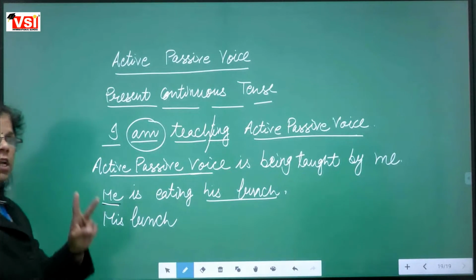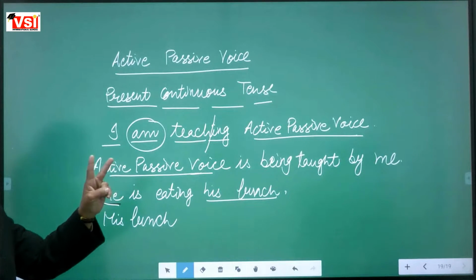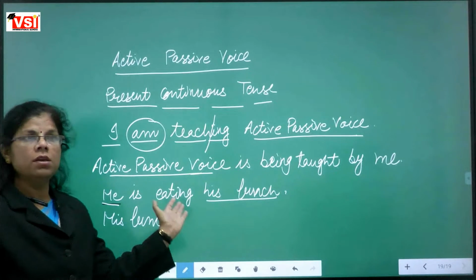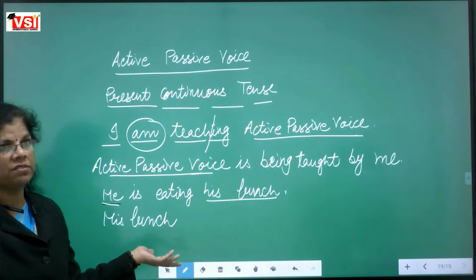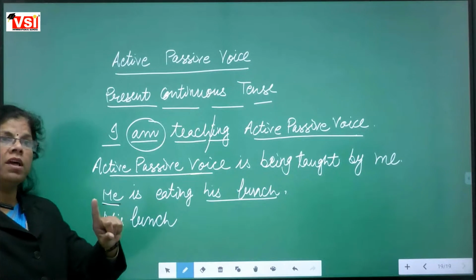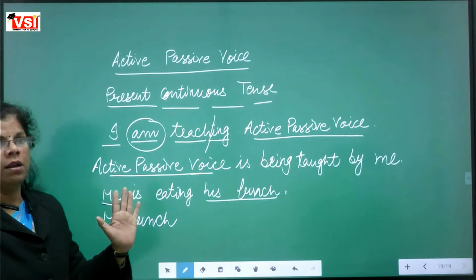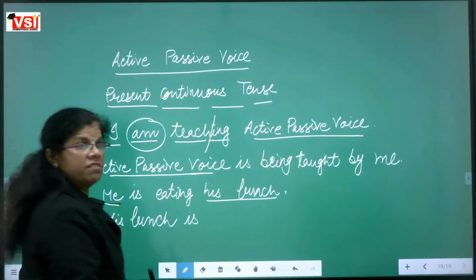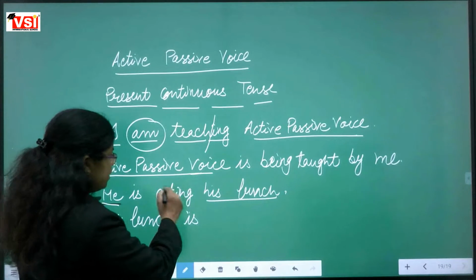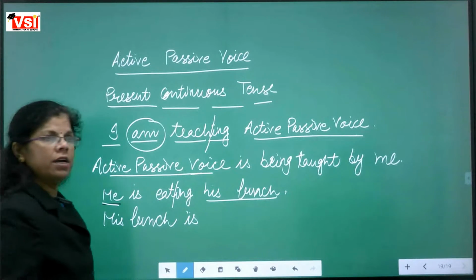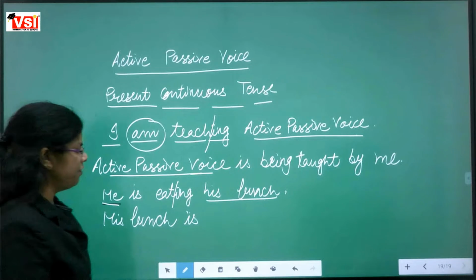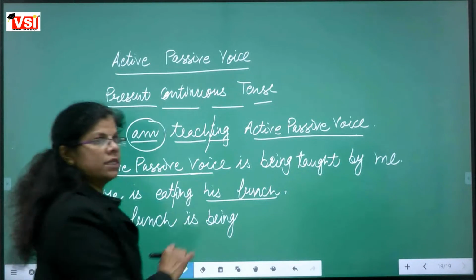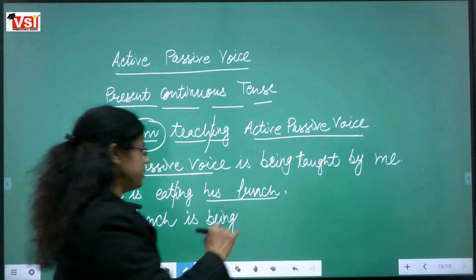Now, second basic rule. We have to follow the be form. And here we are having is, am, are plus ing. It means this is again present continuous tense. Is his lunch singular or plural? Singular. So we will use is. Now the word eating will be broken into two pieces: ing will be added to be, making being, and eat will become its third form. What is the third form of eat?